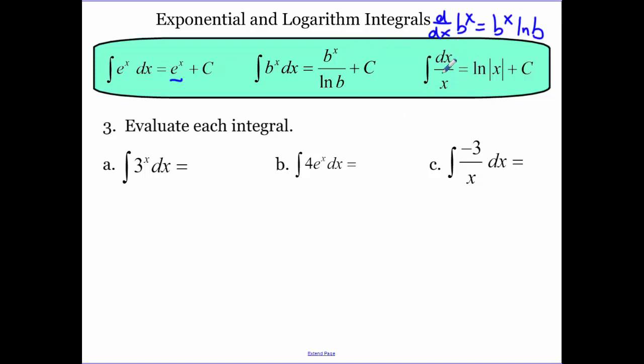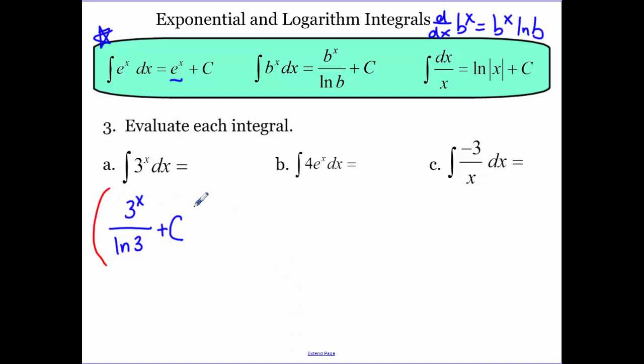And then what function's derivative is 1 over x? Well, that's the ln of x. And make sure you add in those absolute values, because remember that x can only be positive. Again, make sure you have these written down in your notes. These are key. The integral of 3 to the x. Well, what function's derivative is 3 to the x? That's 3 to the x over the ln of 3 plus c.